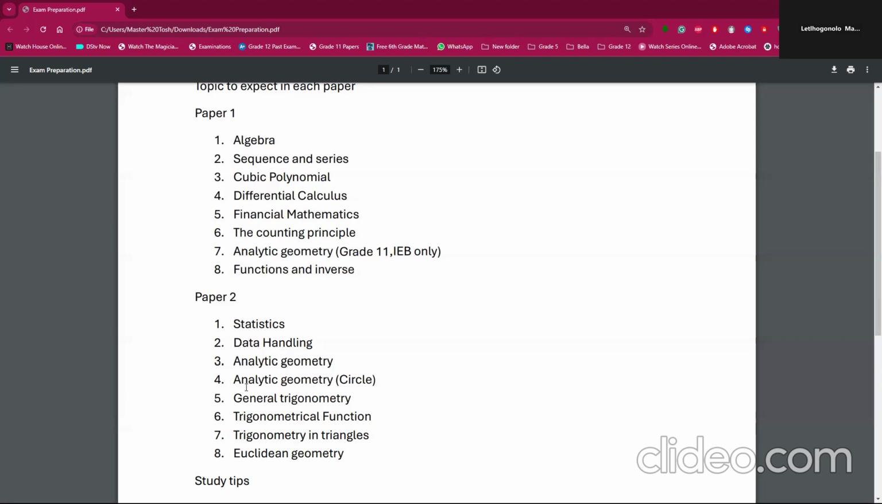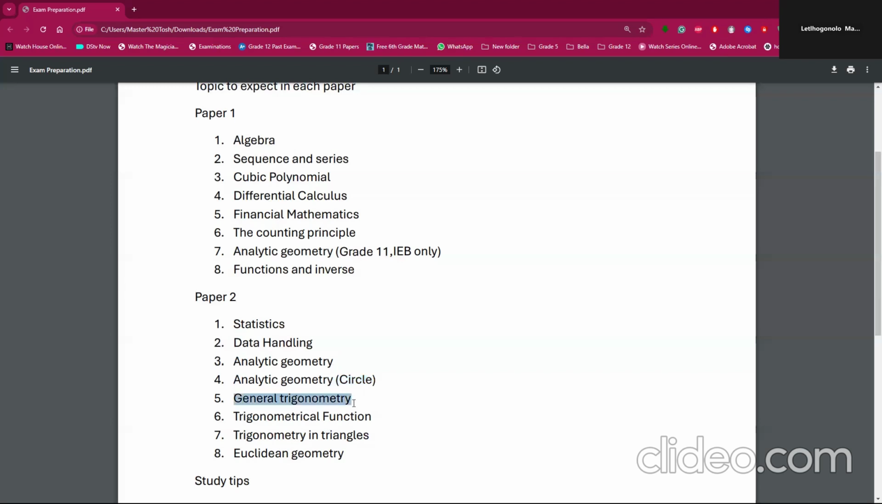We will have analytic geometry. This is now going to be the grade 11 analytic geometry that your IEB students find in their first paper, but your DBE will only find it in paper 2, and your IEB will also find it in paper 2. Then to the analytic geometry, we're going to also add circle geometry with equations such as x squared plus y squared equals r squared for our circle.